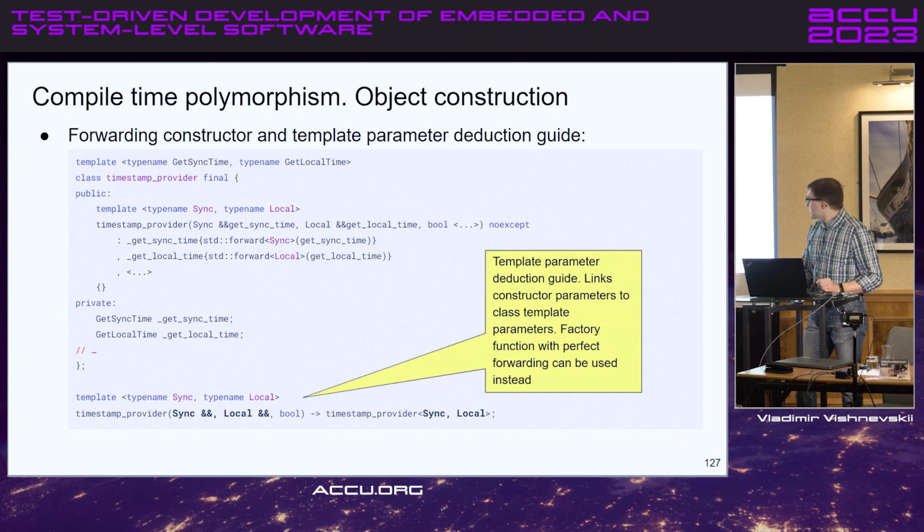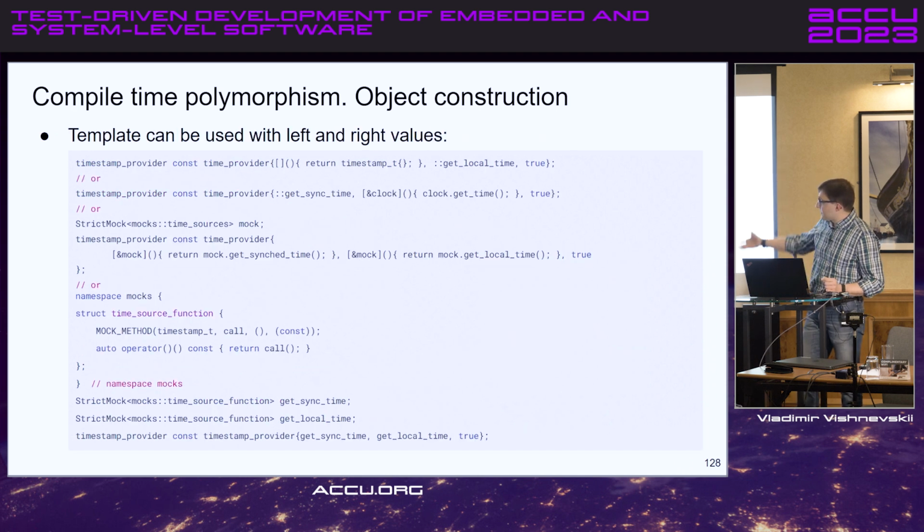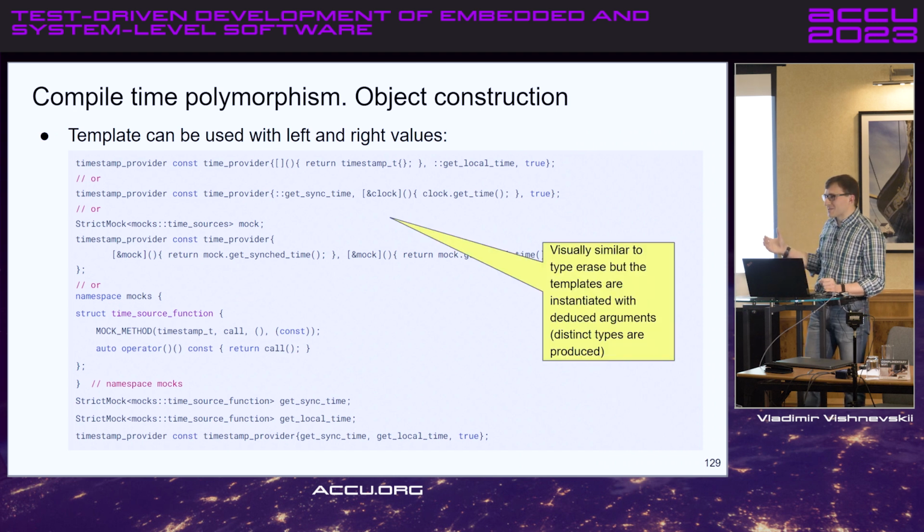So what we can achieve, generally speaking, is that the get sync time will depend on the value type of the object that we are passing as parameters. And then we can have the same cases that we had with the type erasure, but at compile time. I mean, it looks like that, but of course it's not, because those are all different types, since they are instantiated with some specific types.